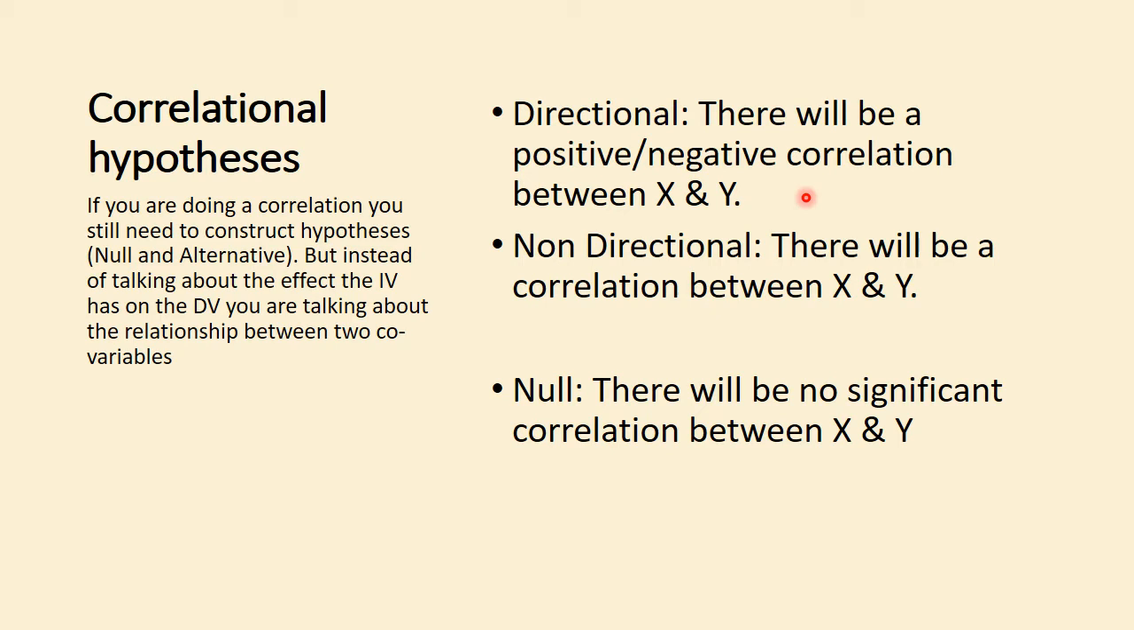So if, for instance, your correlation is about ice cream sales and murder, you may remember that example from the lesson, you might say there'll be a positive correlation between sales of ice cream and the murder rate. Or you might say there will just be a correlation between sales of ice cream and the murder rate. And you would always have the null, which is there will be no correlation between sales of ice cream and the murder rate.